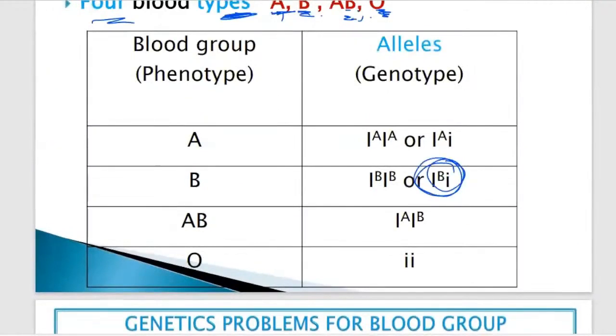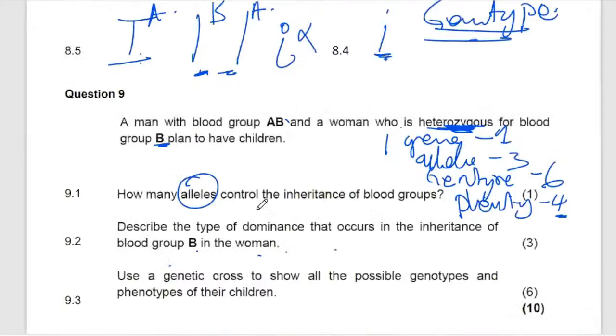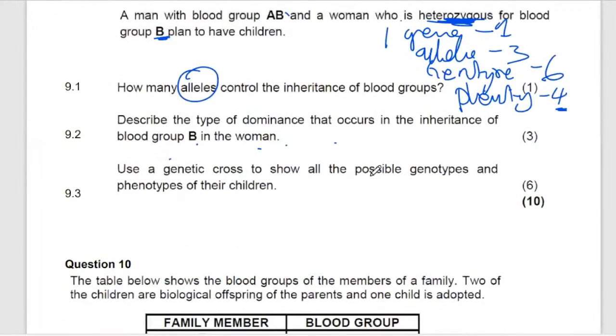Meaning she obtained one dominant allele from the father or mother and another recessive allele from the father or the mother. So it can come either from the father or mother, because they are not specific in that regard. Use the genetic cross to show the possible genotypes and phenotypes of their children.